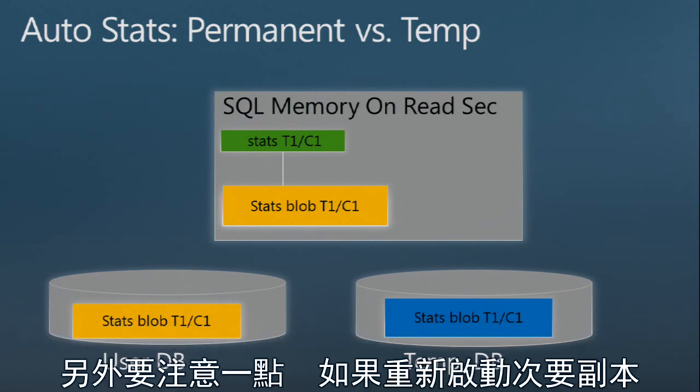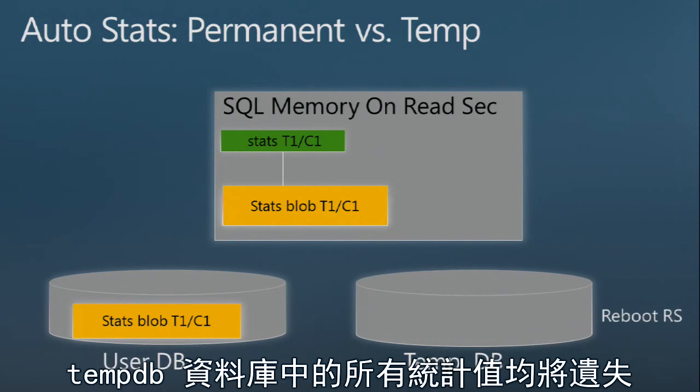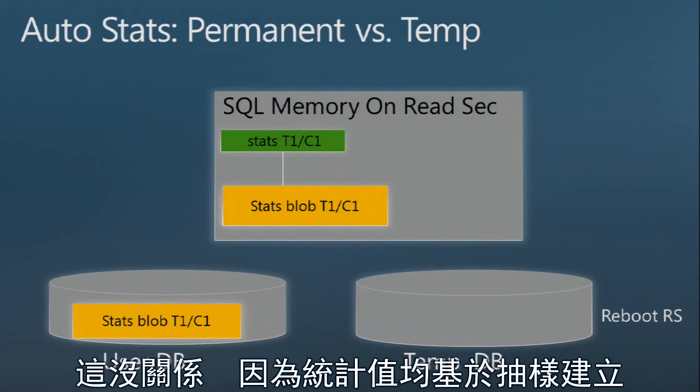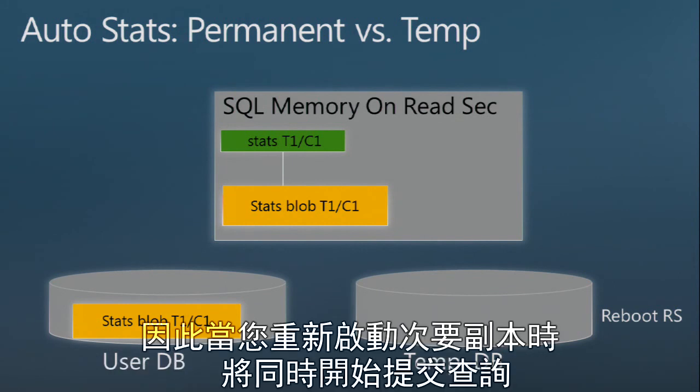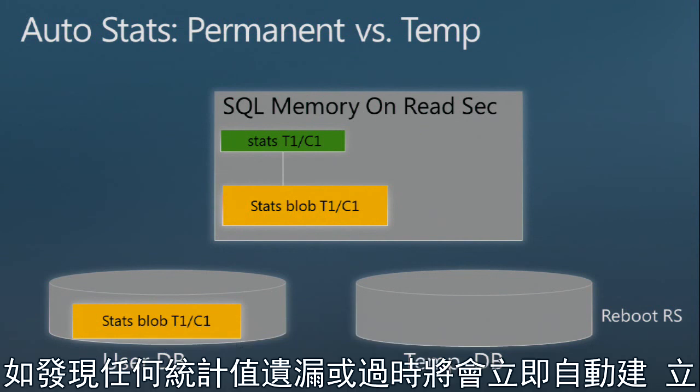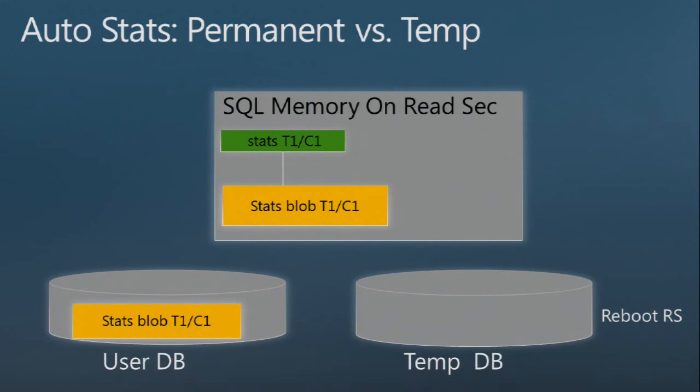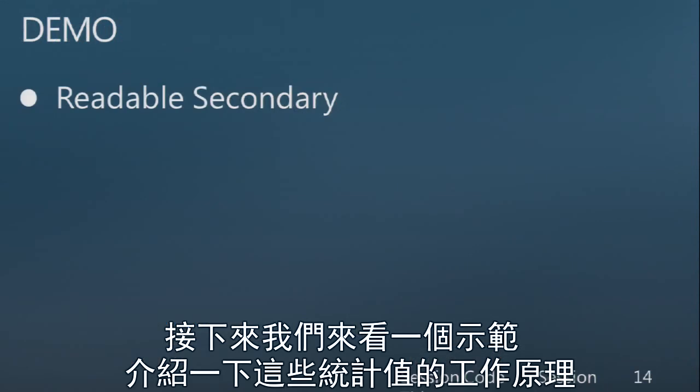Right? Another thing to note is that if, for example, your secondary replica is restarted, all the stats that you have in TempDB get lost. It's not a big deal, because the auto stats are generated based on sampling. It's not very expensive to create. So when you restart your secondary and start submitting queries, any stats that it finds missing or stale, it will automatically generate. Now let us look at a demo on how these statistics are working.